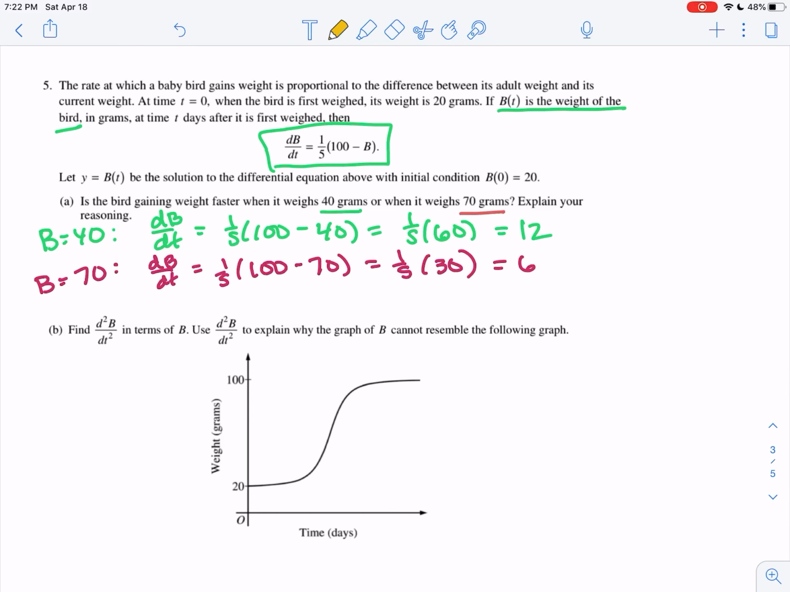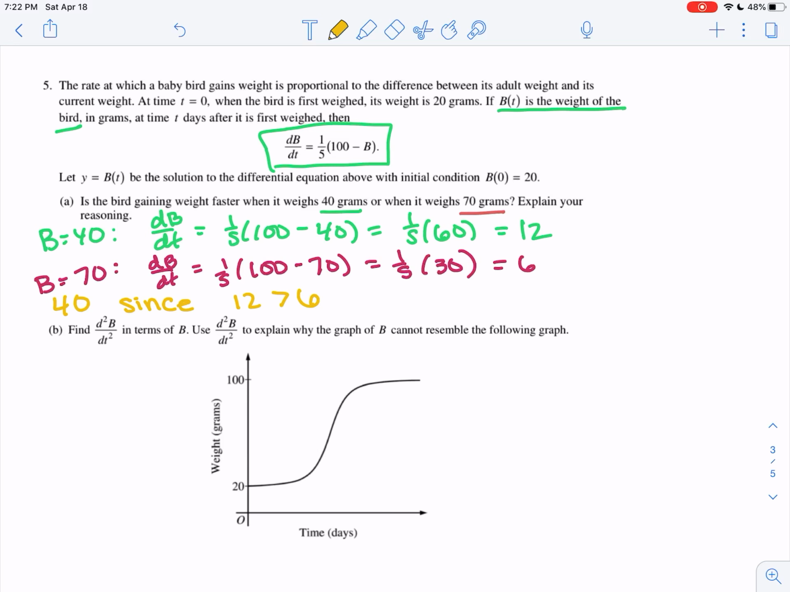So 40, since 12 is larger than 6, and we said what 12 was and what 6 was, right? That was the derivative at 40 and 70 respectively.